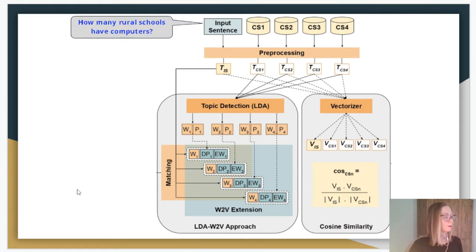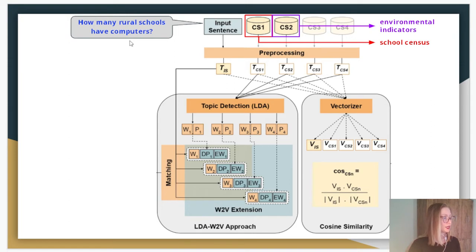Let's say, for example, that the user wants to know how many rural schools have computers, and we have these four candidate sources here. Our goal is to discover which one of them is better to answer this question. To simplify our example, let's consider only candidate sources 1 and 2. Candidate source 1 contains information on school census, and candidate source 2 contains information on environmental indicators.